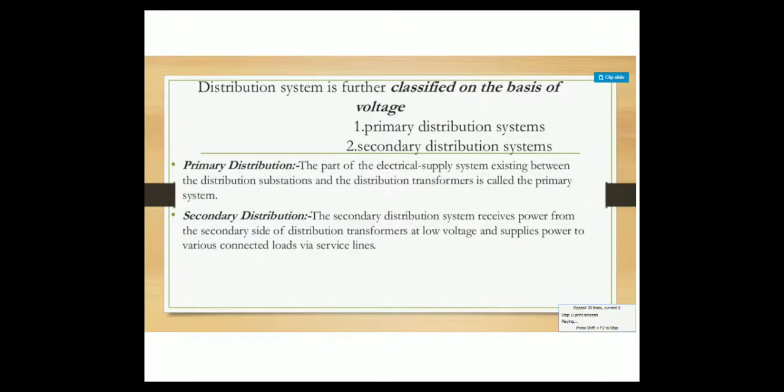And coming to the classification, this is a classification which is based upon the type of voltage.